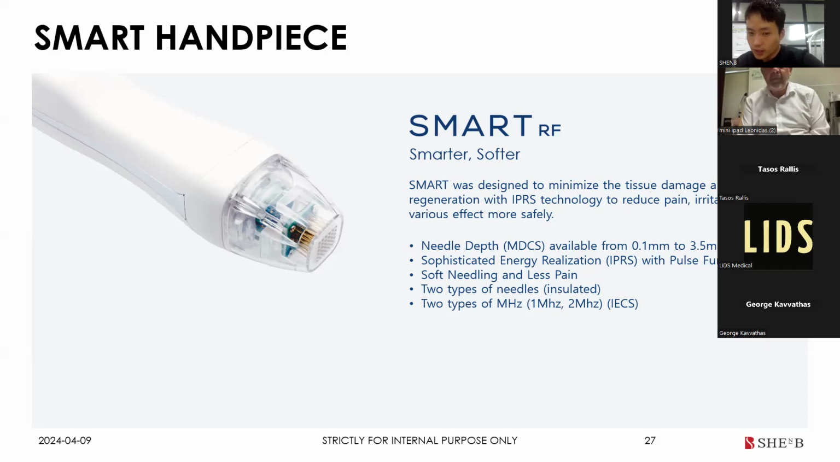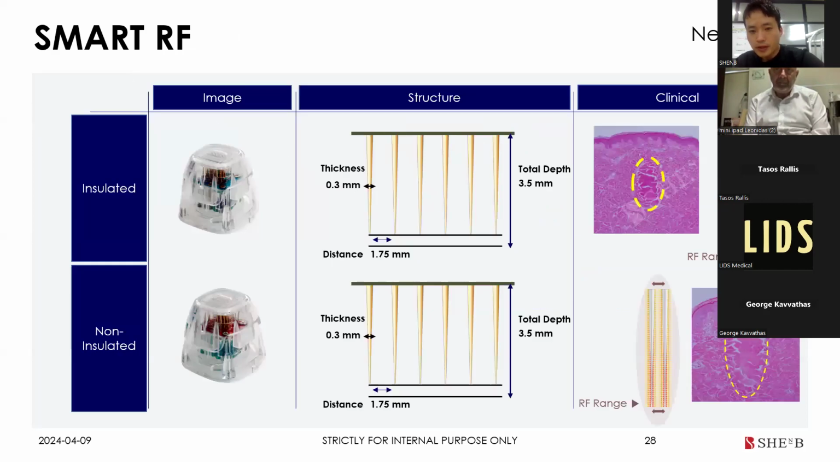And we do have two different tips, insulated and non-insulated. We all understand that when we use insulated tips, we make a coagulation zone inside the dermis without affecting the epidermis. When we use the non-insulated tips, since the whole needle emits the RF energy, our coagulation zone is generated starting from the epidermis, where the needles are inserted. So yes, these two are similar to Vivace.